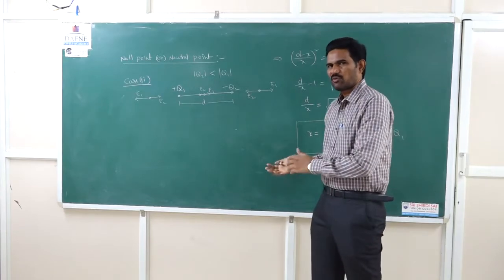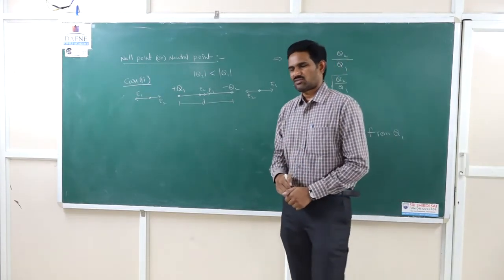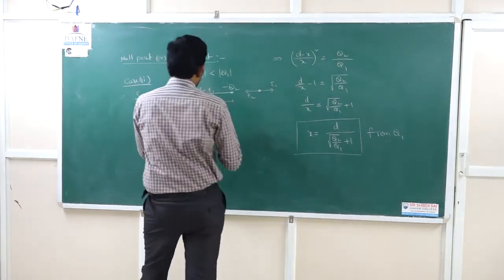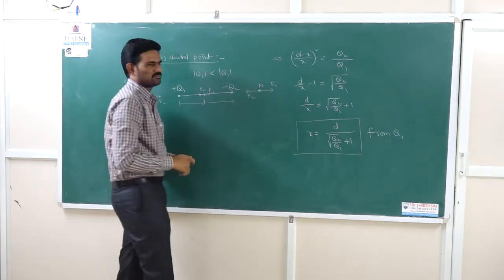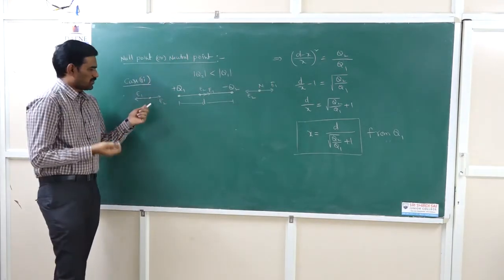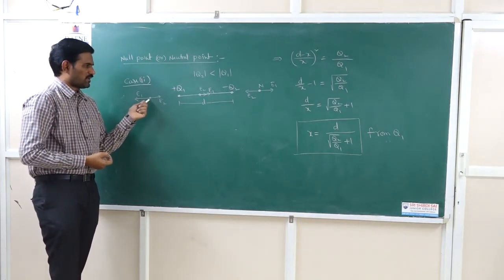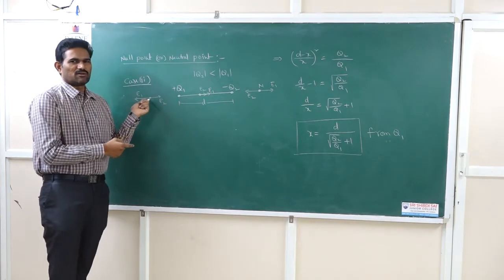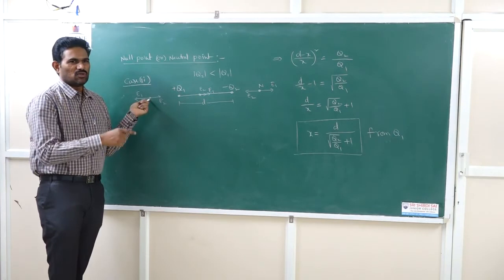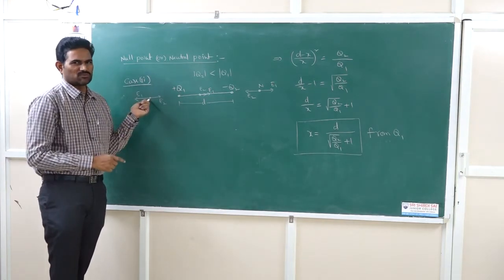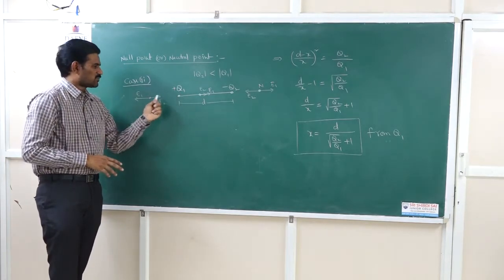So the neutral point will always be closer to the side having the lesser magnitude of charge. So here Q2 is less, so that means the neutral point will be formed on this side. The explanation for that is, as we already mentioned in the previous formula, the electric field due to a point charge, E is proportional to Q by R square.